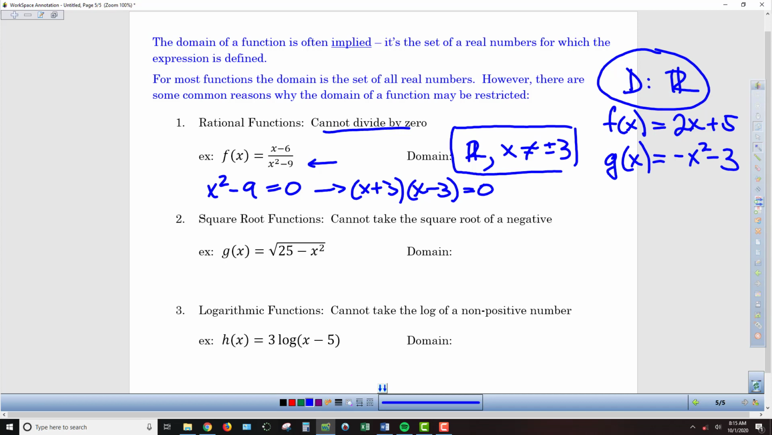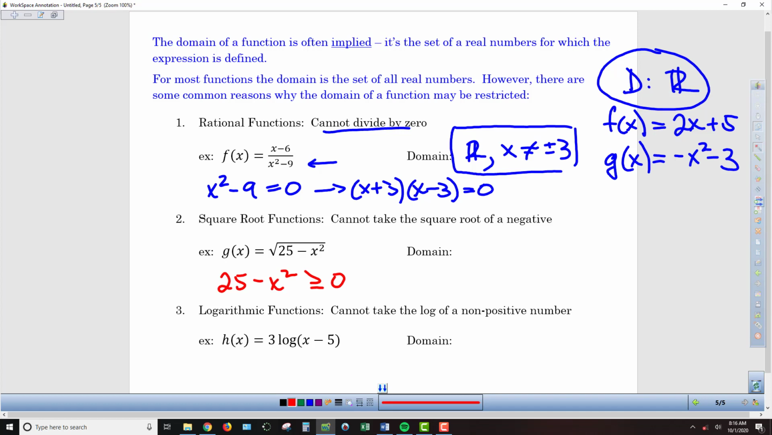Second category is square root functions. In the case of square root functions, to be in the domain of all real numbers, we can't have any imaginary results. So I'm going to take whatever is underneath the square root symbol and set it greater than or equal to 0, and then I'm just going to solve that inequality.